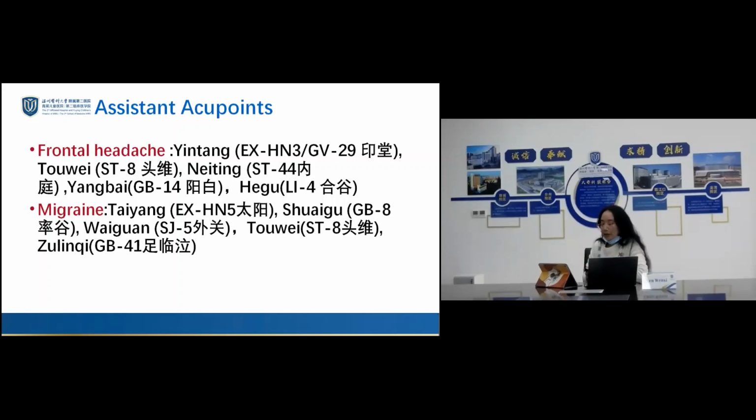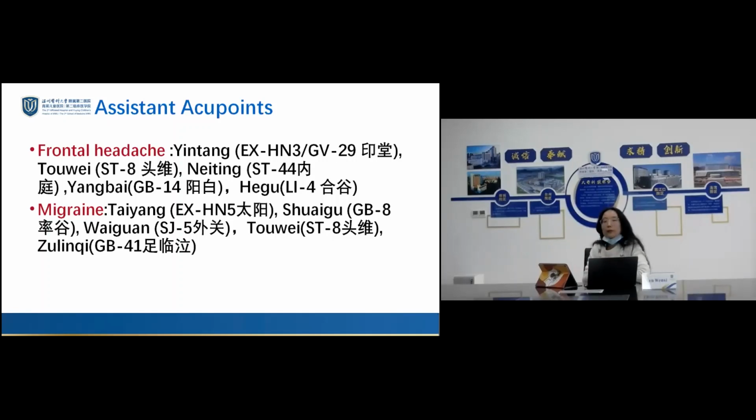So that's 印堂穴, and also you can choose the 头维穴 stomach 8, and the 内庭穴 stomach 44, 阳白穴 gallbladder 14, 合谷穴 large intestine 4. That's for frontal headache, or we call the Yang Ming headache.